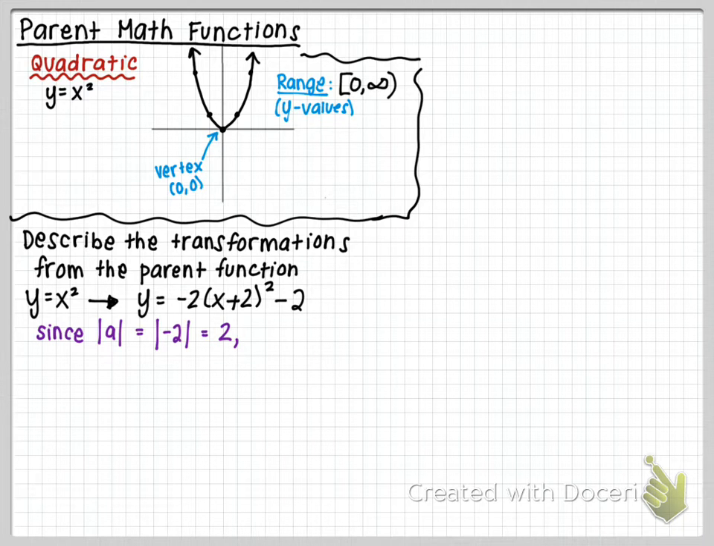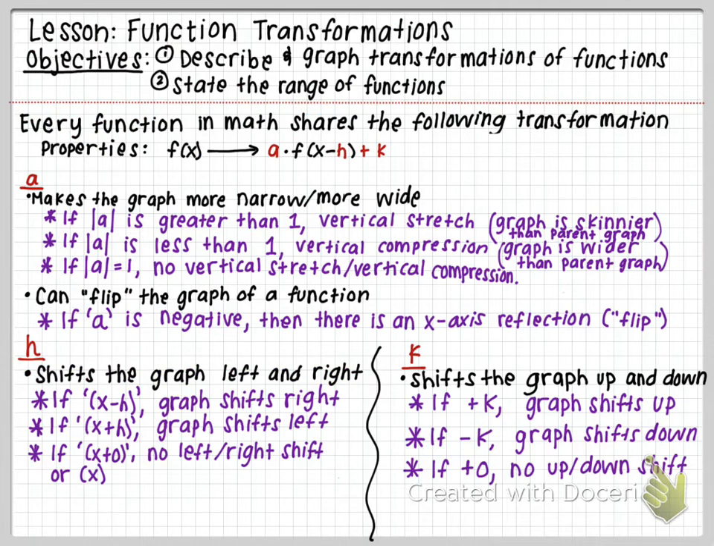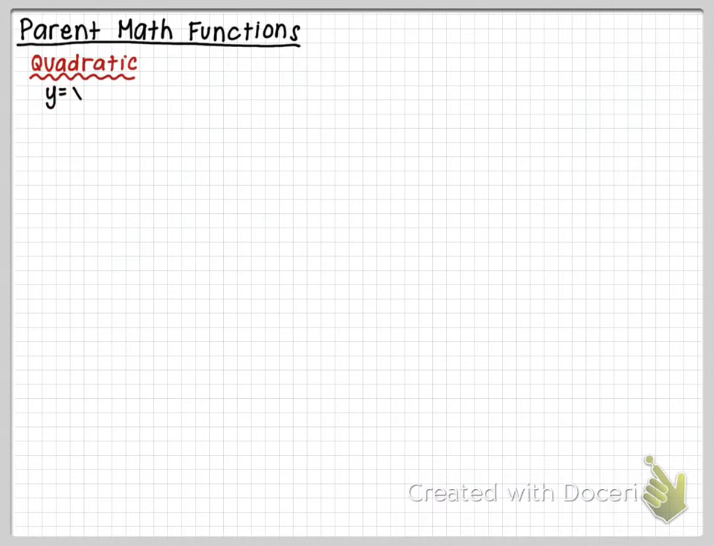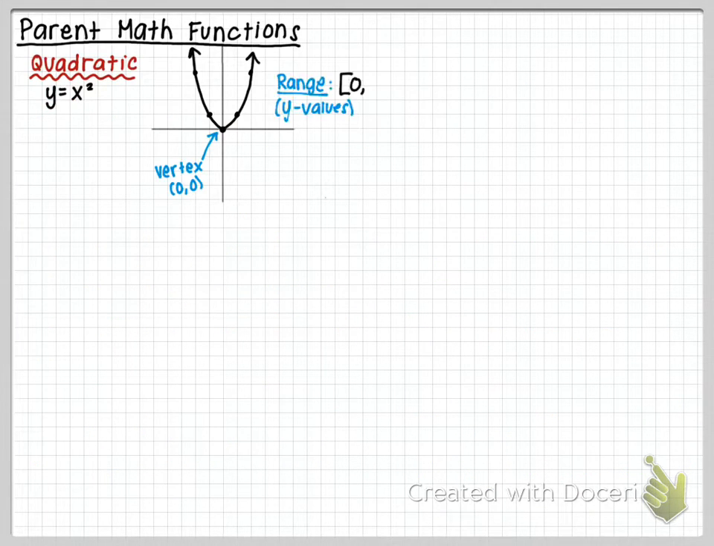Let me go back, okay? So I'm going to go back really quick. What does it say about A? Let's look at A. It says if the absolute value of A is greater than 1, we have a vertical stretch. If the absolute value of A is less than 1, we have a vertical compression, okay? So let's see what this is talking about here.